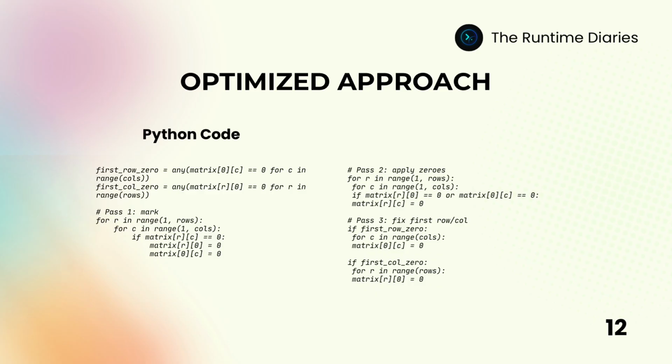Here's the full Python code for the optimized solution. Notice how we scan the interior of the matrix, starting from row 1 and column 1, leaving the first row and first column for the final pass. Those 2 Boolean flags let us safely reconstruct the true state of the first row and column at the end. This is the version that interviewers love.